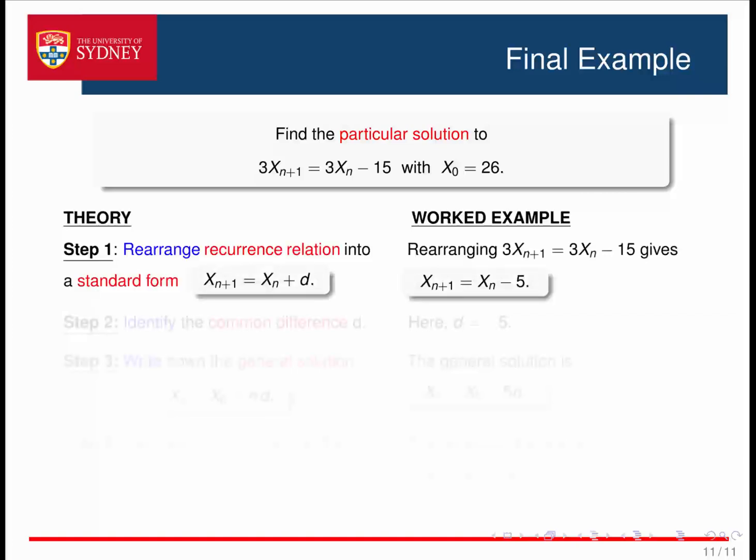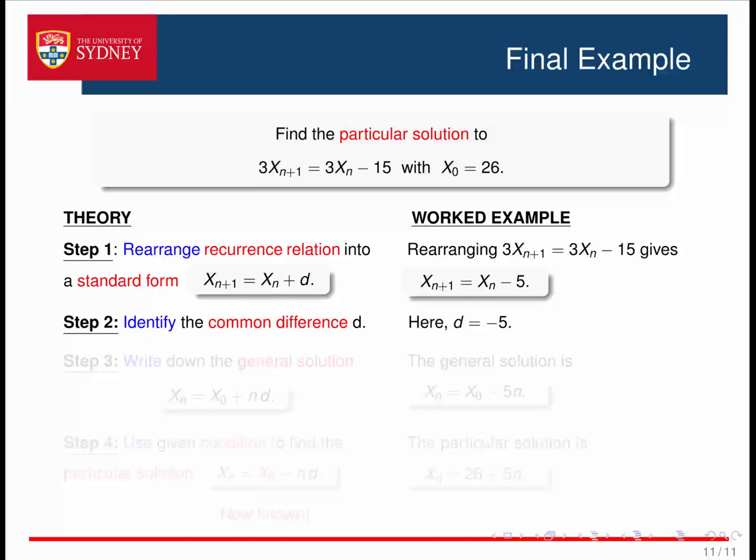Our first step is to rearrange the recurrence relation into a standard form, where the next term, x_{n+1}, is on its own on the left-hand side. Here, this means we divide both sides by 3, giving x_{n+1} = x_n - 5. So here, we want to find sequences where the next term is always the current term minus 5. This recurrence relation therefore generates a family of arithmetic progressions, all with the common difference negative 5. So for this example, the common difference d is negative 5.